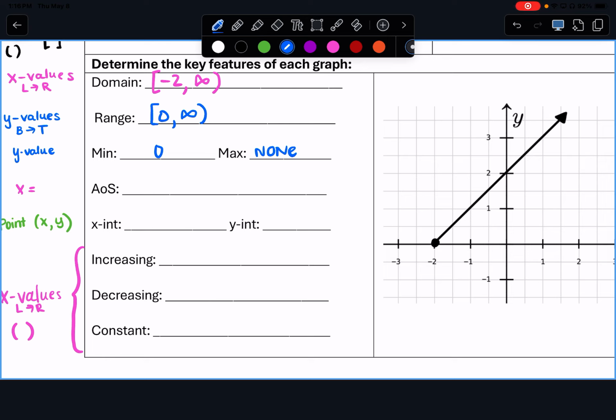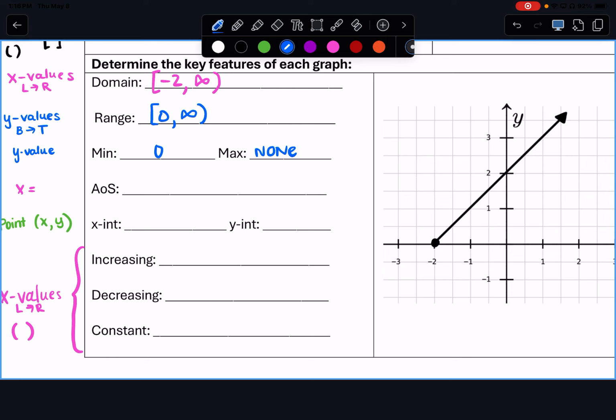Because when something isn't there, it's not there. We don't have to find it. We don't have to calculate it. If it's not on the graph, we just put none. And it's a nice change of pace from having to solve for everything.